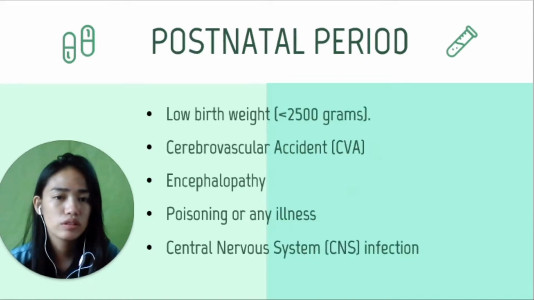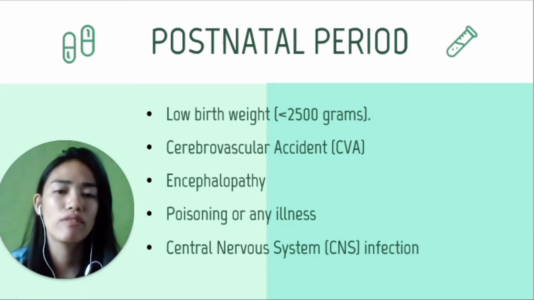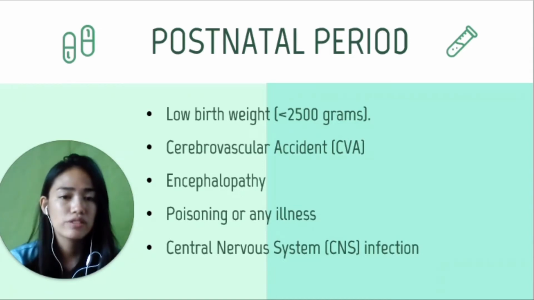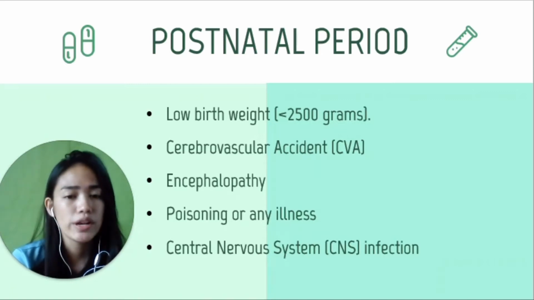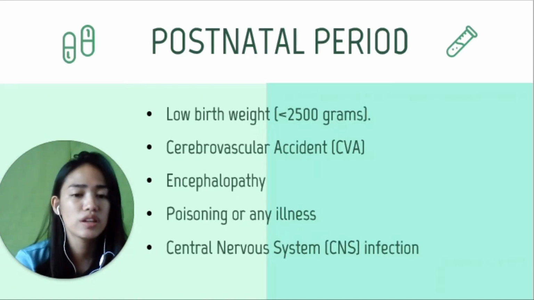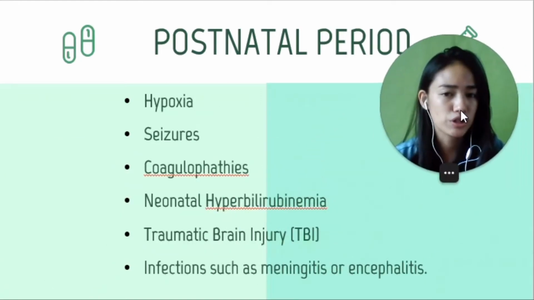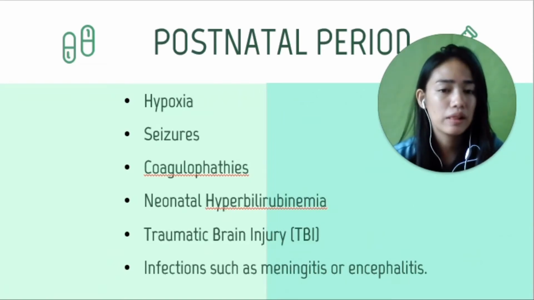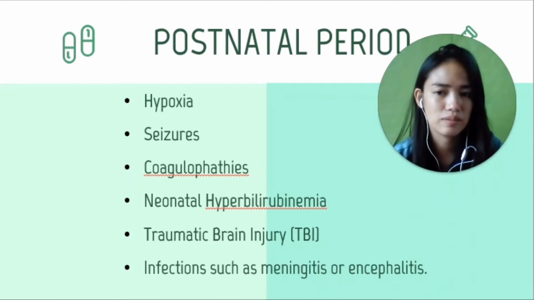So moving on to the postnatal period, or the period after the actual giving of birth. Here we have low birth weight of the child, less than 2,500 grams. We have cerebrovascular accident, or CVA, encephalopathy, poisoning or any illness, and central nervous system infection. Under postnatal, we also have hypoxia, seizures, coagulopathies, neonatal hyperbilirubinemia, TBI or traumatic brain injury, and infections such as meningitis or encephalitis.